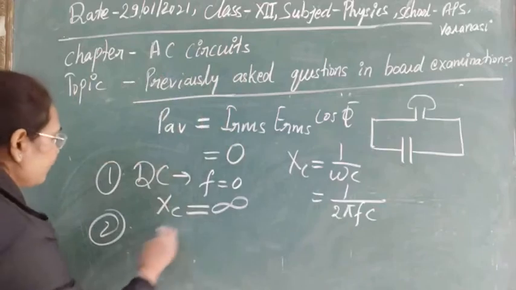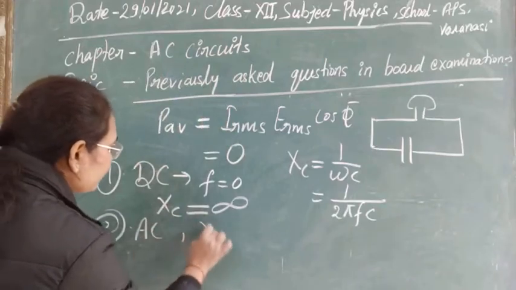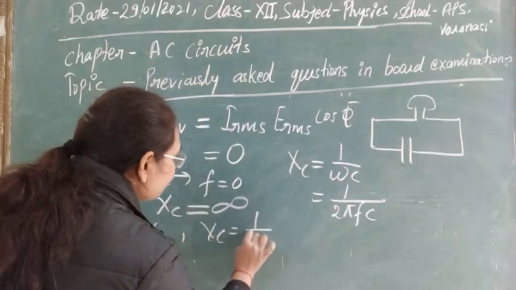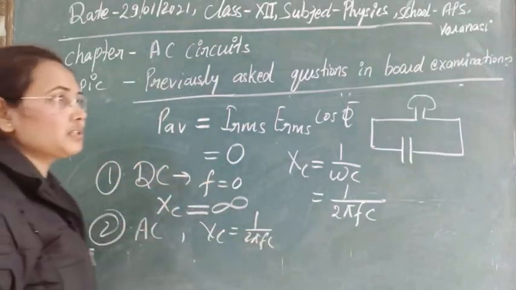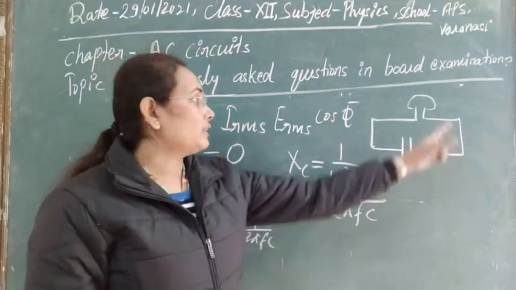So in case of AC, this reactance is given by 1 upon 2 pi F C. So due to that, current will pass through the circuit, and obviously this bulb will glow.